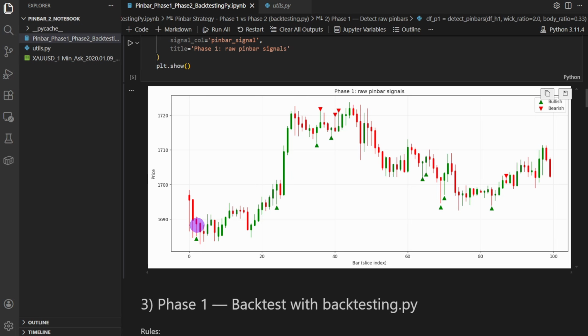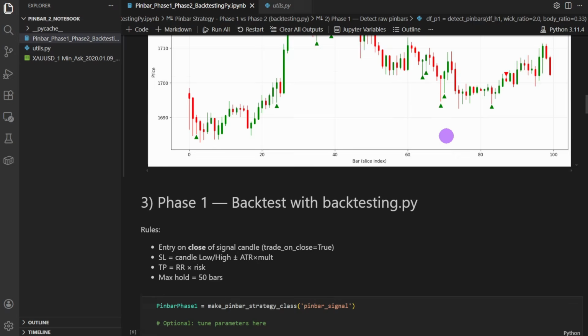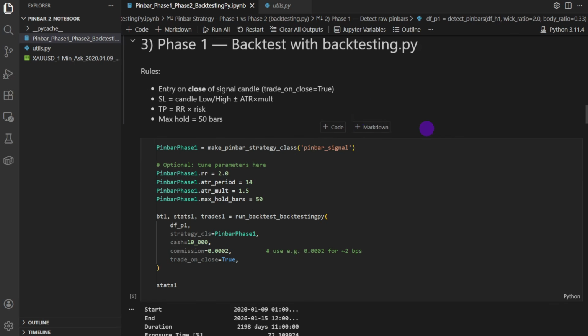So even red candles can have a bullish rejection signal triggered if they have a long wick in the correct direction. Again, we have here a series of bearish signals as well, bullish signals here, and so on. So we can see that from the form point of view, the shape of the candle, the function is working properly and the program is detecting these rejection candles.